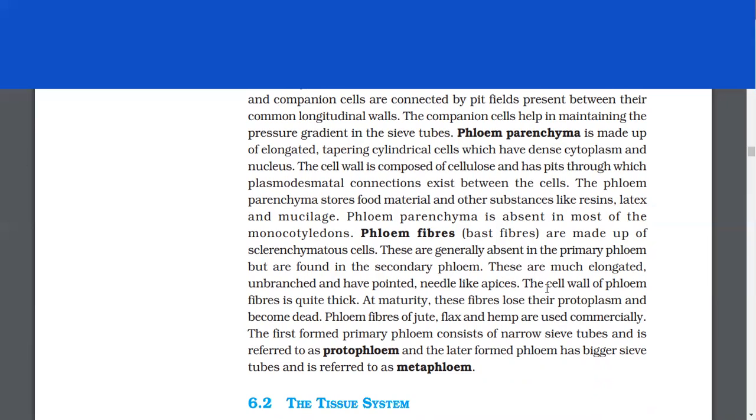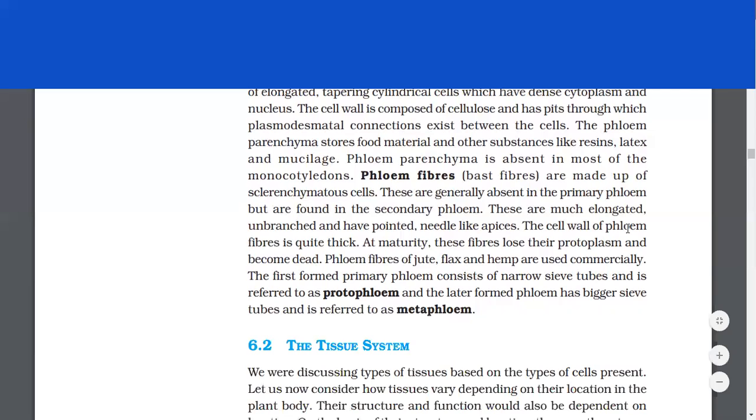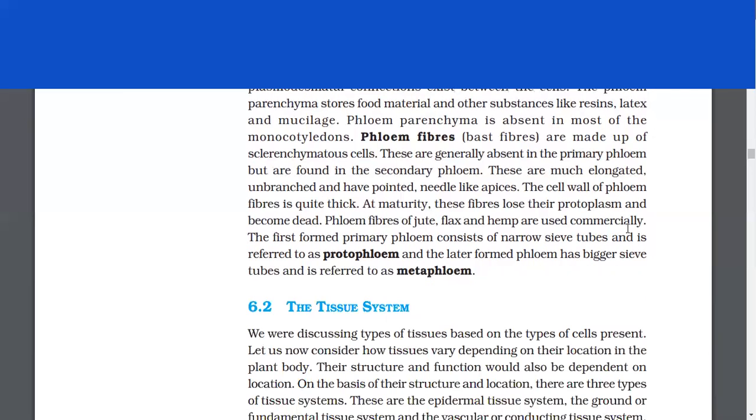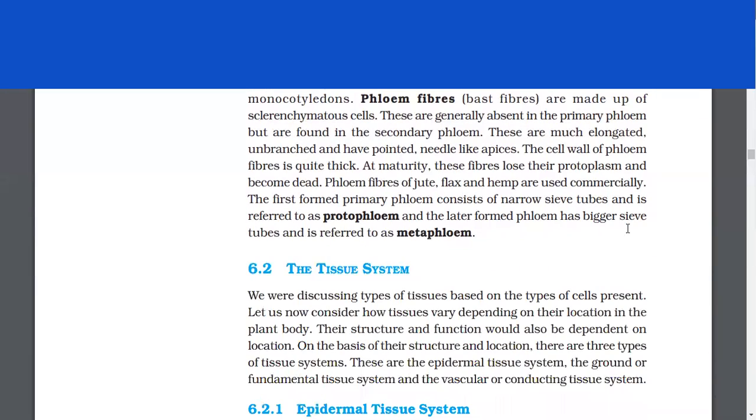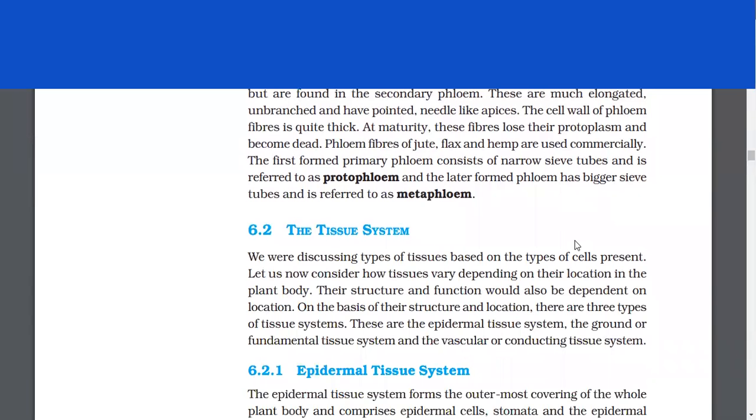Phloem fibers are made up of sclerenchymatous cells. These are generally absent in the primary phloem but are found in the secondary phloem. These are much elongated, unbranched, and have pointed needle-like apices. The cell wall of phloem fibers is quite thick. At maturity, these fibers lose their protoplasm and become dead. Phloem fibers of jute, flax, and hemp are used commercially.